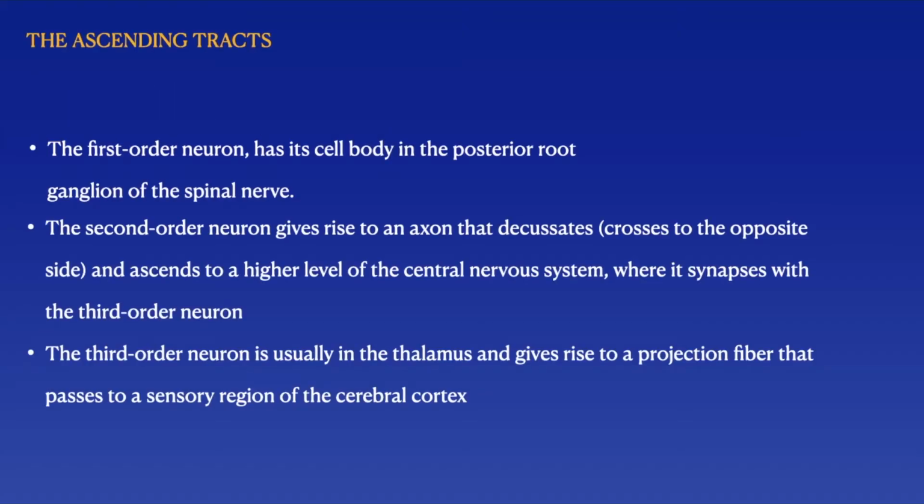The ascending tracts. The first order neurons have the cell bodies in the posterior root ganglion of the spinal nerve. The second order neuron gives rise to an axon that decussates, which crosses over to the opposite side and ascends to a higher level of the central nervous system where it synapses with the third order neuron. And the third order neuron is usually in the thalamus, and it gives rise to a projection of fibers that passes to the sensory region of the cerebral cortex.